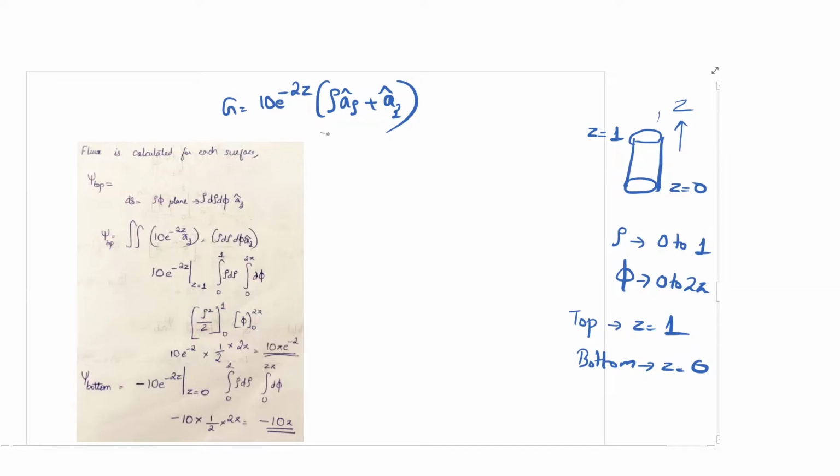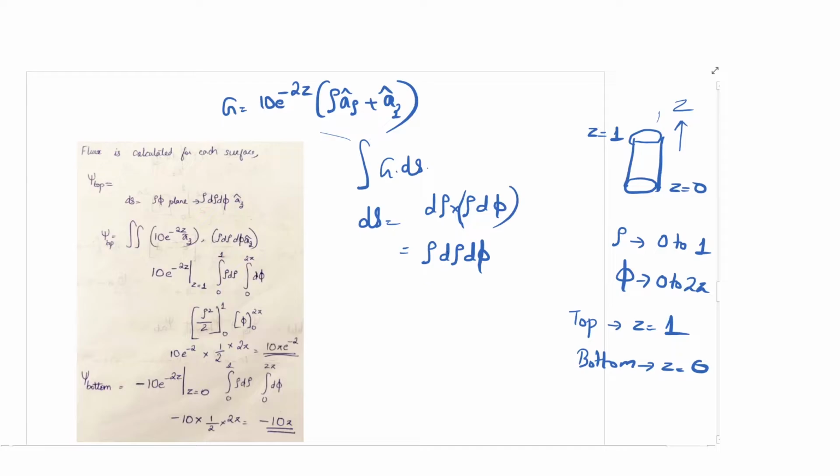So to get the surface integral of G dot ds, what do you have to do? The ds part is in the rho phi plane, so it is d rho into rho d phi. All these we have covered in the early parts, at the beginning of the first module. So for ds, it will be rho d rho d phi.